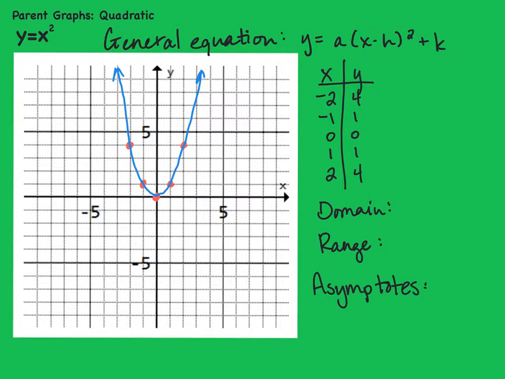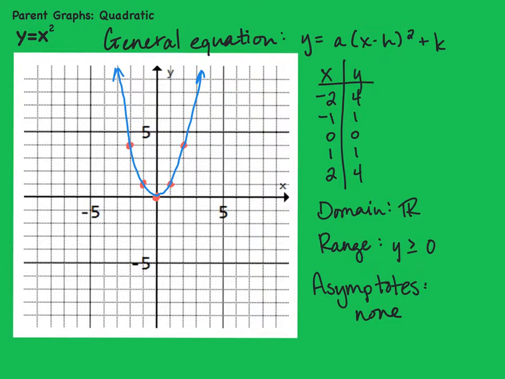The domain here is all real numbers. The range is y is going to be greater than or equal to 0. We can generalize that by saying that y is greater than or equal to the k value as we move this around. But we're not going to do that yet. And this one does not have any asymptotes.